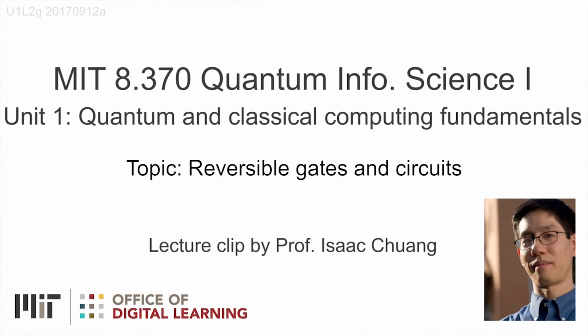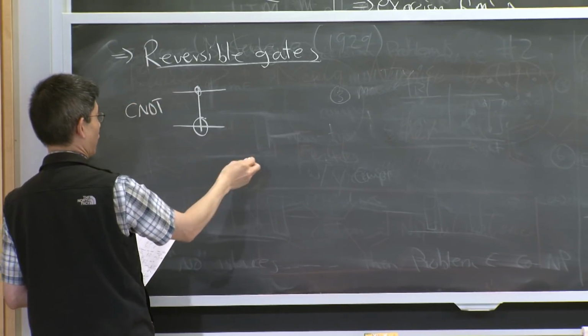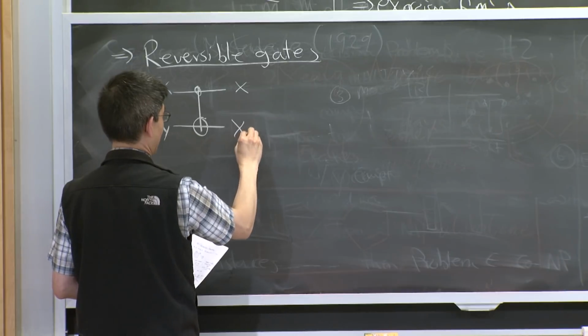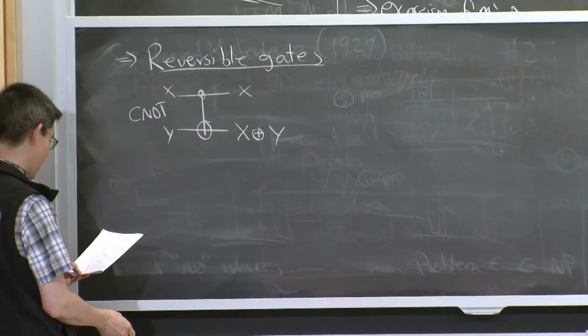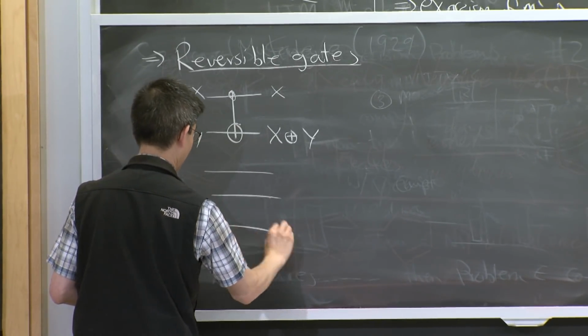Let me give you the family of reversible gates. So the first of these that we'll use a lot is called the CNOT, or controlled NOT. X and Y, X goes to X plus Y, and this is an exclusive OR, so addition modulo 2. Another one of these is called the Toffoli gate.